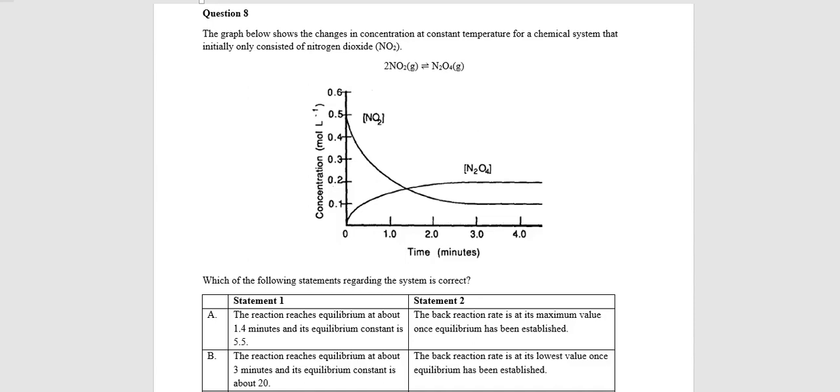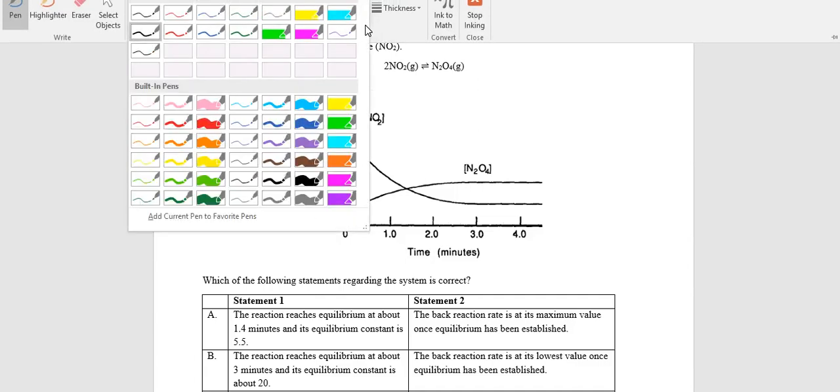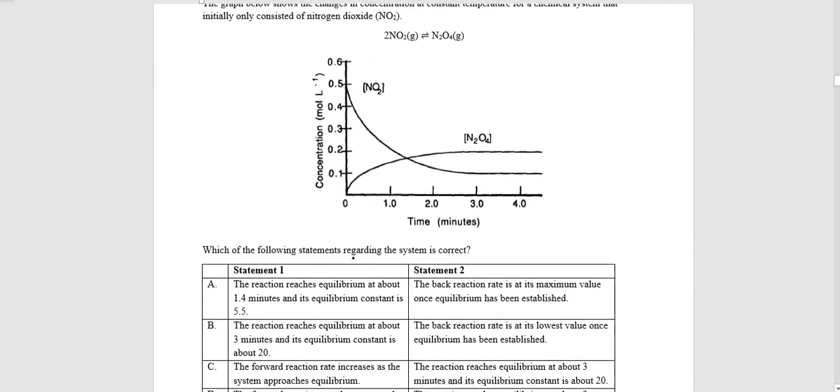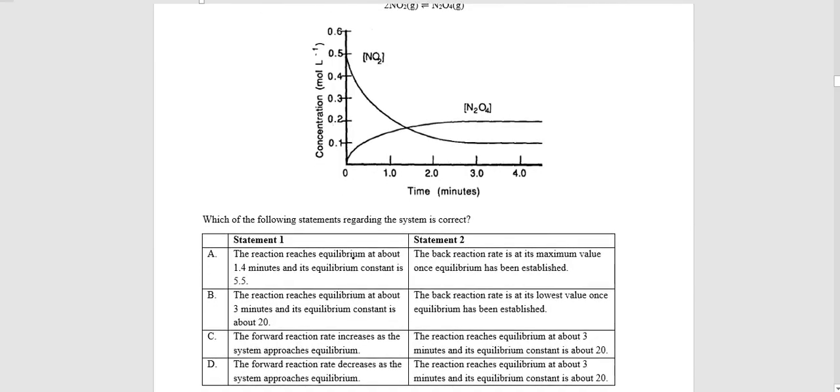So you can see by looking at the graph that the concentration of nitrogen dioxide, which is NO2, starts somewhere up here, and the concentration of N2O4 is down here, which is close to zero. And you need to determine which of the following statements regarding the system is correct. So let's just quickly have a look at all 4 statements.